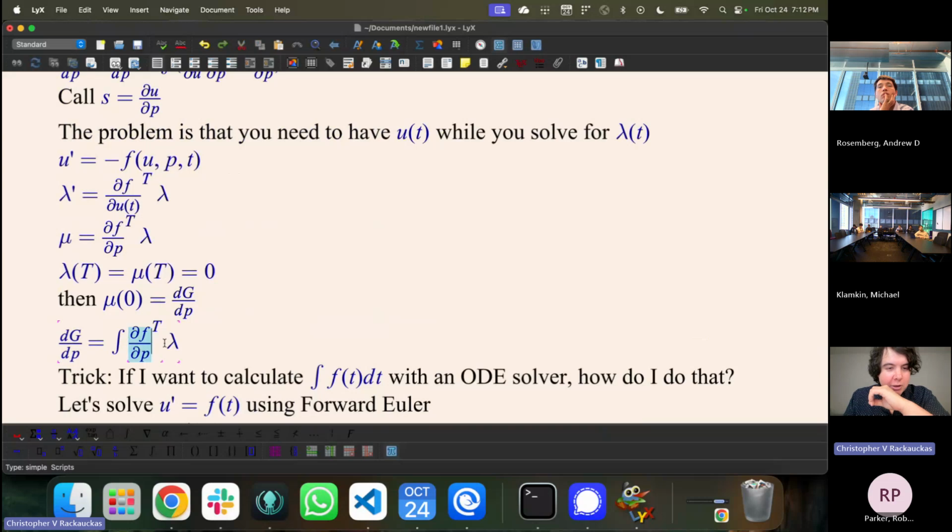And so if I want to calculate this integral, I can just write down this ODE instead, right? And solve this ODE. And why would I do that? Well, if I do that, what? Yep.